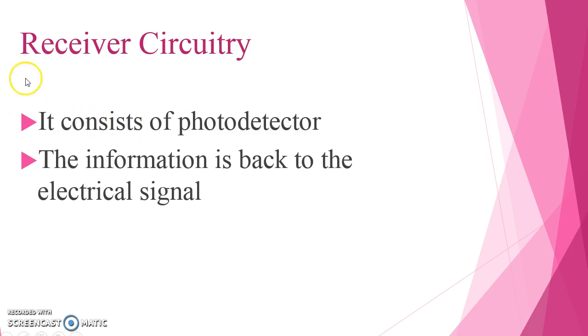Next one, receiver circuitry. The receiver circuitry consists of a photodetector. The main function of the photodetector is to convert the light signal into an electrical signal. So in the receiver circuitry part, the information is brought back to the electrical signal.